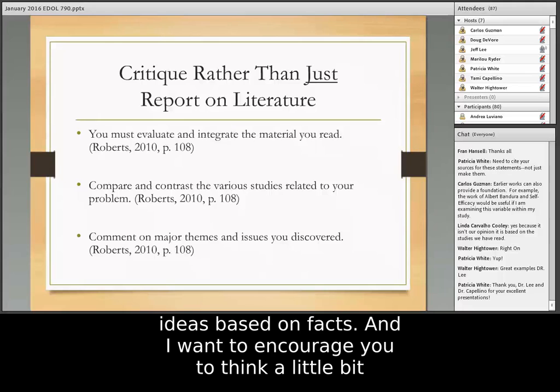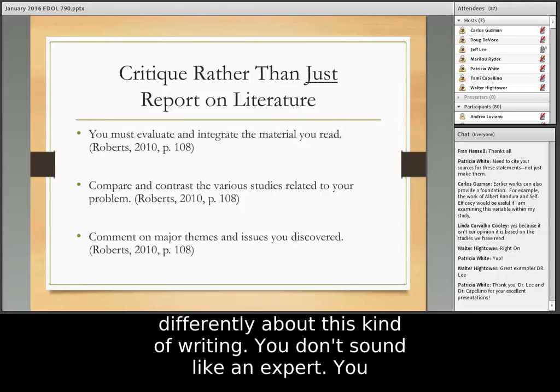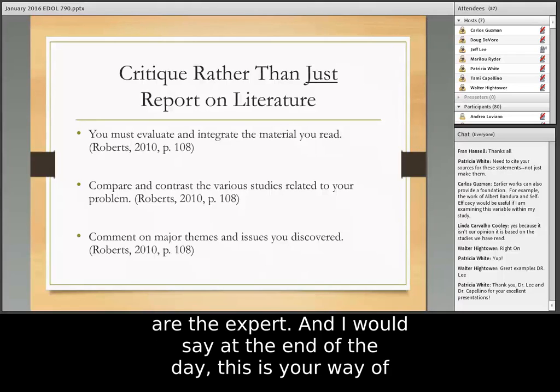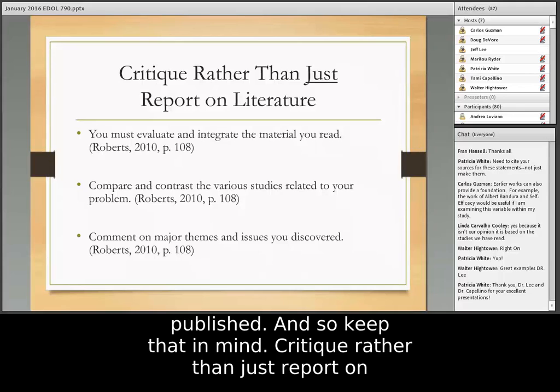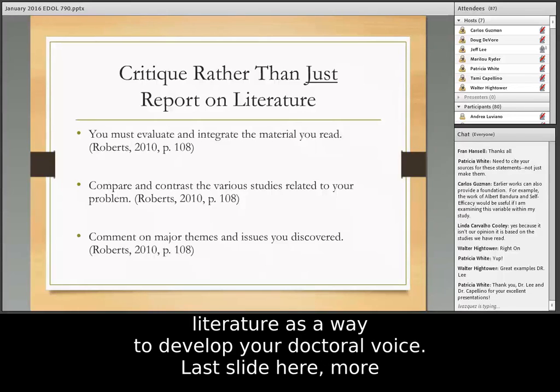And I want to encourage you to think a little bit differently about this kind of writing. You don't sound like an expert. You are the expert. And I would say at the end of the day, this is your way of making big changes in the world, right? It's to do the research and get it published. And so keep that in mind. Critique rather than just report on literature as a way to develop your doctoral voice. Okay.